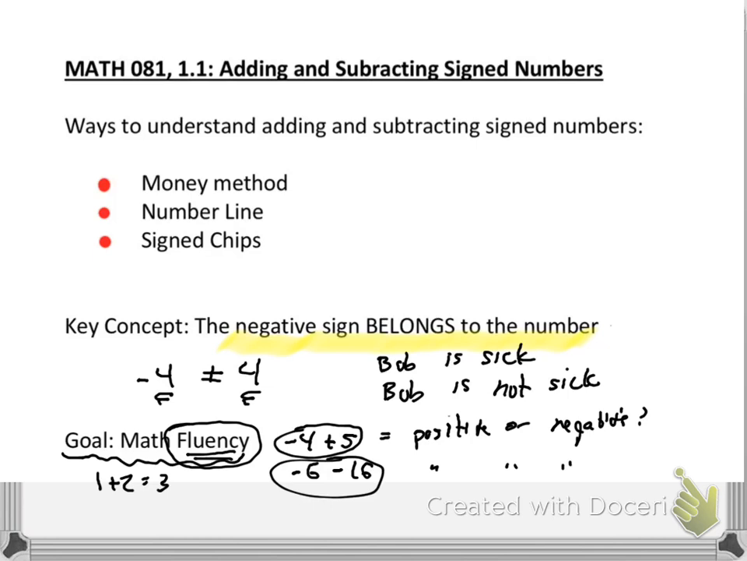Okay, so I'm going to end this video, and then I'm going to start another video which will introduce the first of these methods, which will be the money method. So stay tuned.